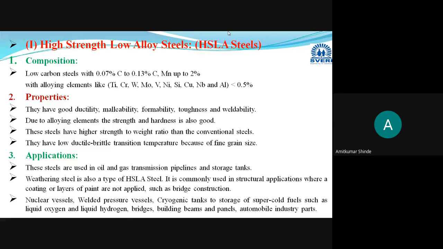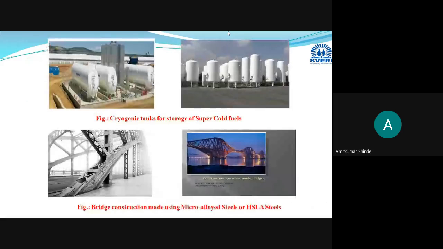Then the third application, HSLA steels are used for manufacturing of nuclear vessels, different types of pressure vessels, then cryogenic tanks, which I have already explained, then bridges, building beams and panels, and different automobile industry parts. In the automobile industry parts, the outer body of your four wheeler is made up of high strength low alloy steels. In the next slide, I will show you some images.